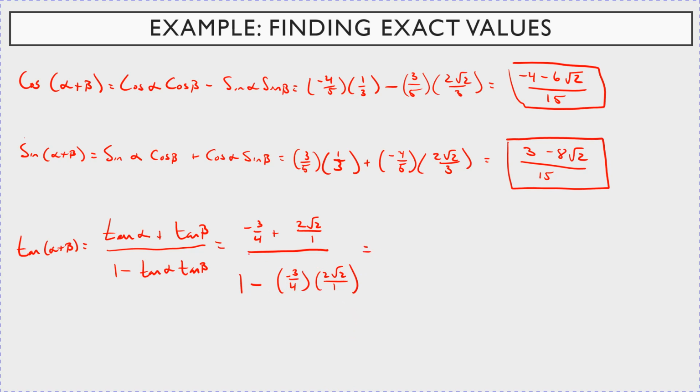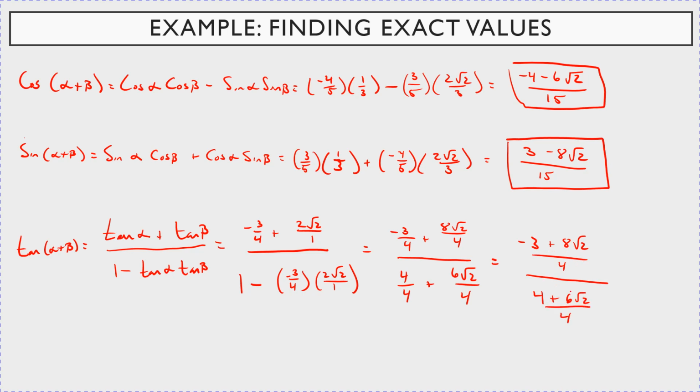All right, look, what you're going to have to do is, you notice how there's a 4 here? You want to put everything over a 4, okay? So this is minus 3 over 4 plus 8 square roots of 2 over 4 divided by 4 over 4. And here you can just multiply. So this becomes plus 6 square roots of 2 over 4. This is why you do this, watch. So this is minus 3 plus 8 square roots of 2 over 4 divided by 4 plus 6 square roots of 2 over 4. And when you do keep, change, flip, really what's going on here is the denominators of the 4 are canceling out. And you're just left with minus 3 plus 8 square roots of 2 all over 4 plus 6 square roots of 2. And I'm going to leave it like that.